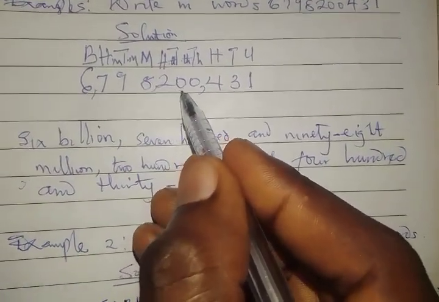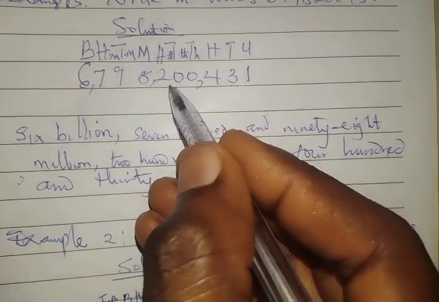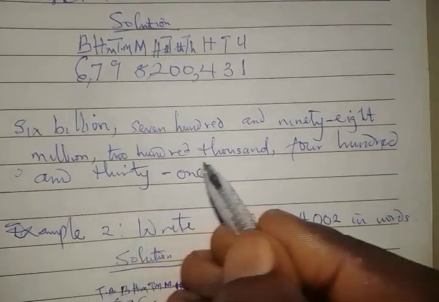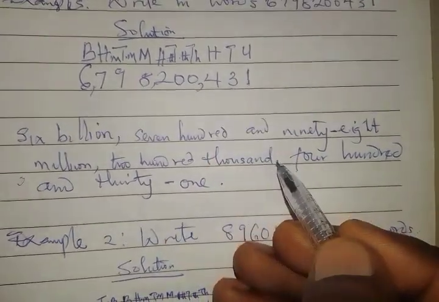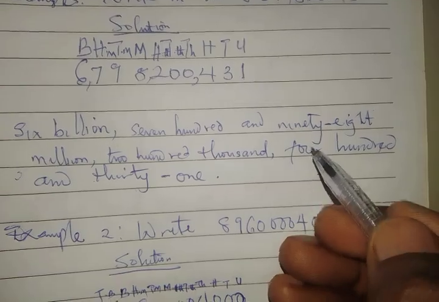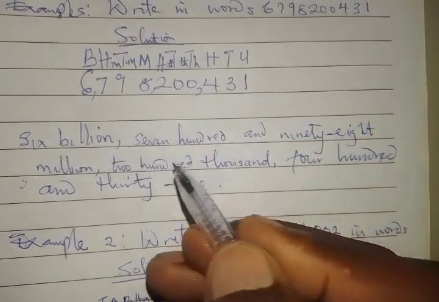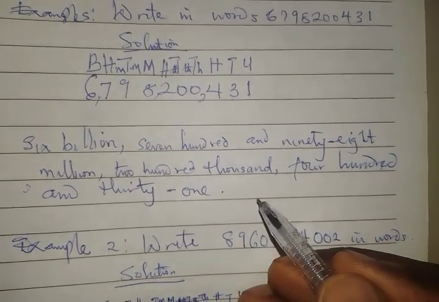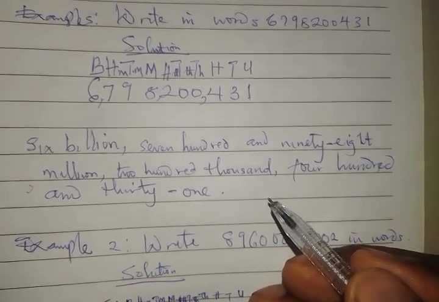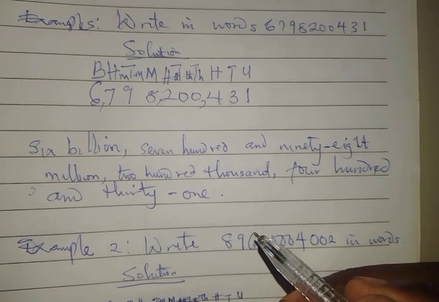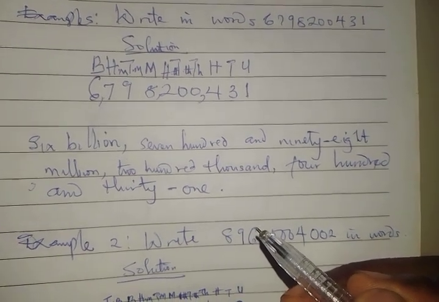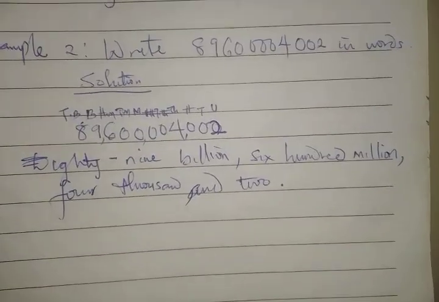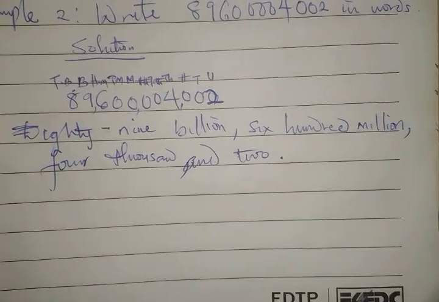Then you call all the numbers again before the comma. And what do we have in this case? 200. And what is above the last 0? 1,000. So you just write 200,000. You put your comma as well. Now, what do we have next? 431. You're going to call them together, which will be what? 431. And that becomes 6,798,200,431.